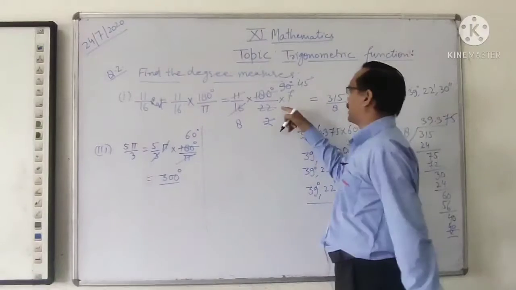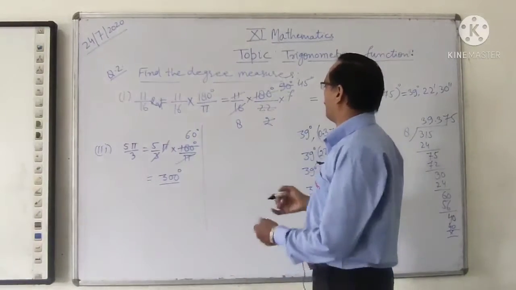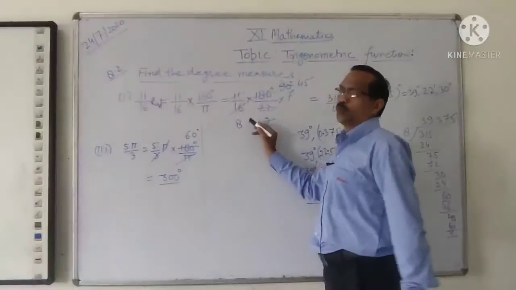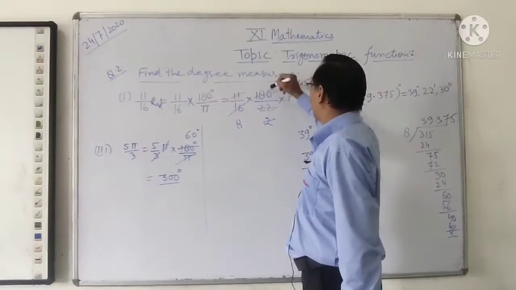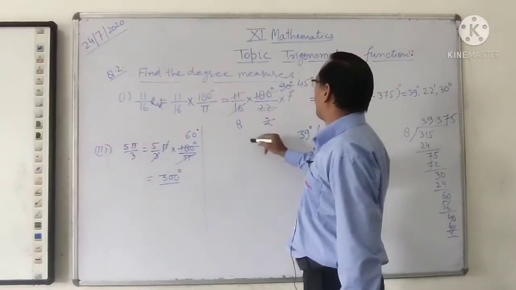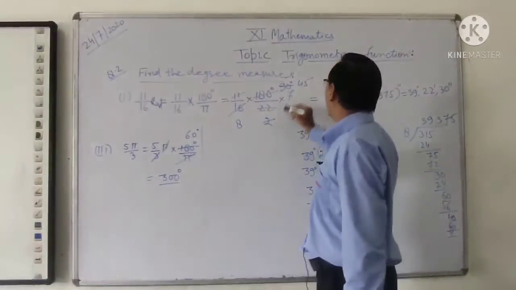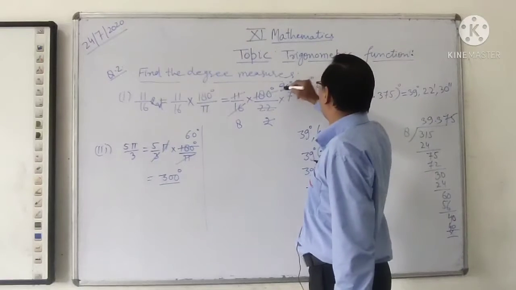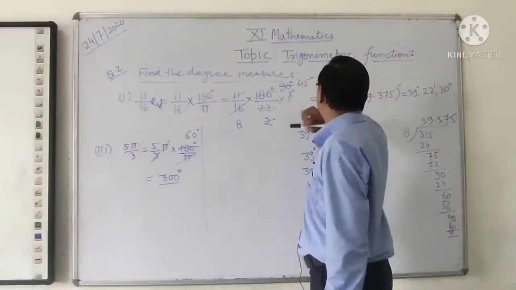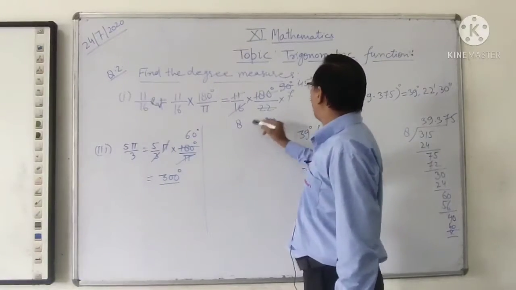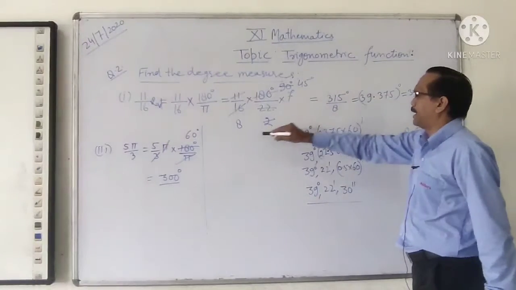The value of pi is 22 upon 7, so it is 22 into 7. And we will simplify it. 2 6s are 18 and 2 9s are 18. So it is 90 degree. Again by 3 2s, 11 is 22, and 2 4s are 8, 2 5s are 15. So it is 45 degree. Right? Now 45 into 7 is 315 degree divided by 8.